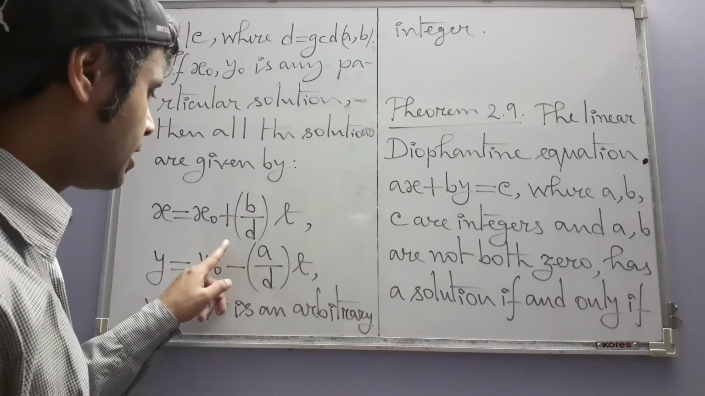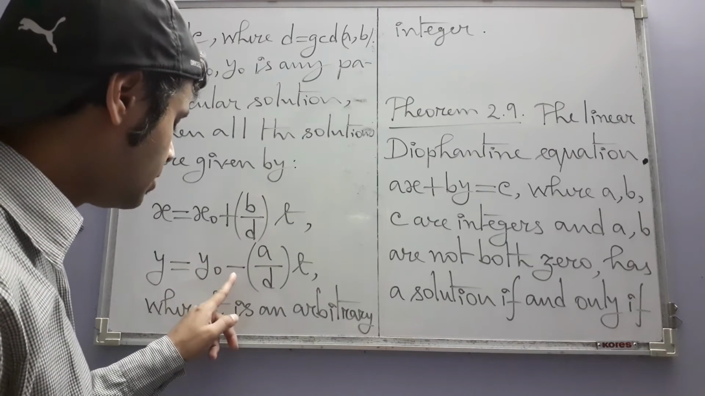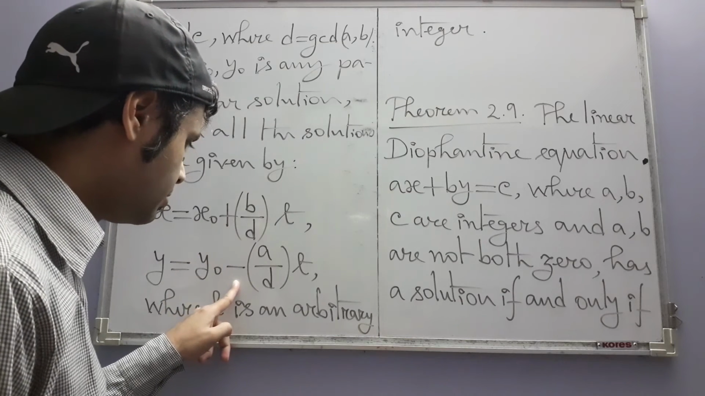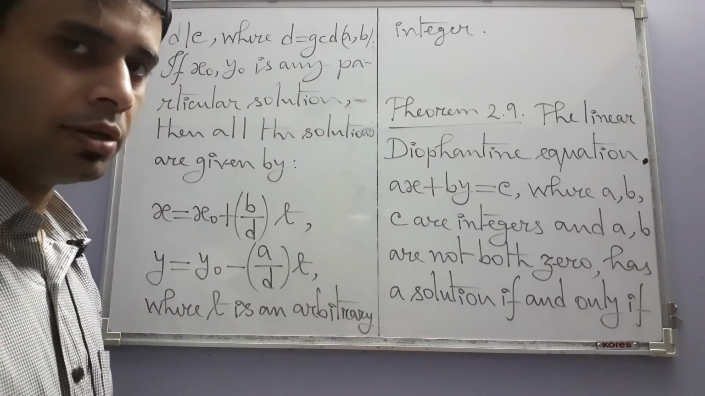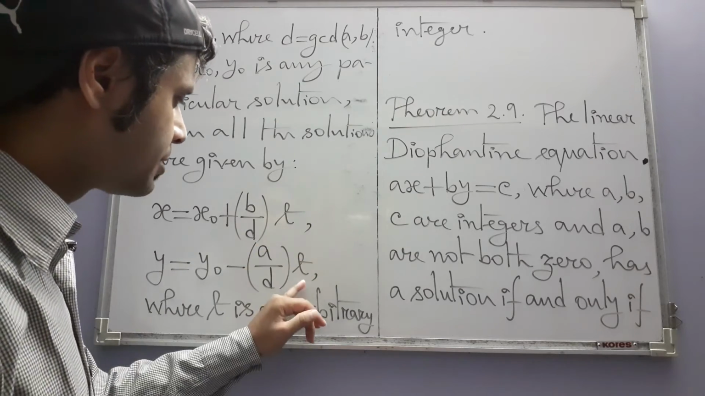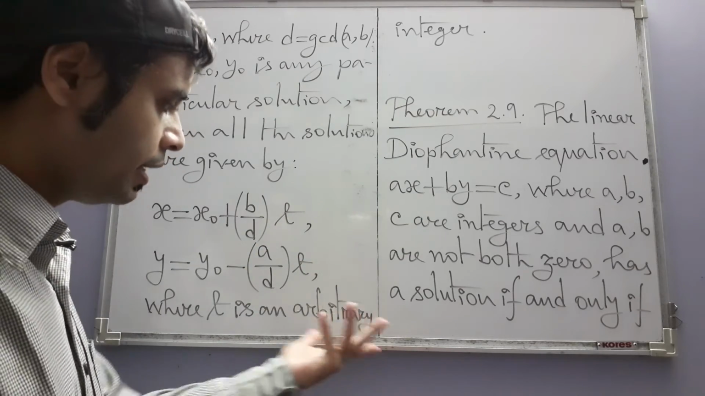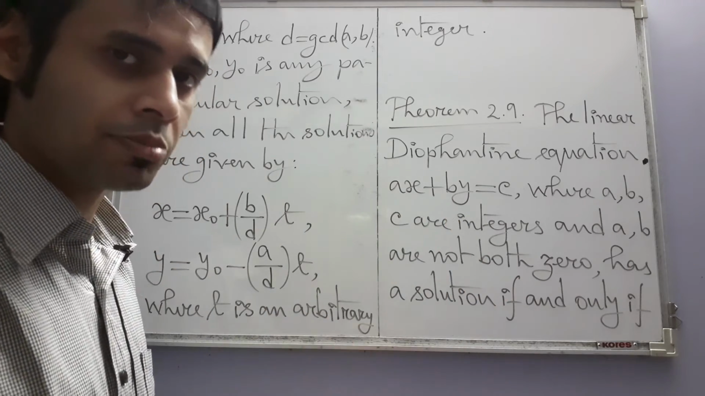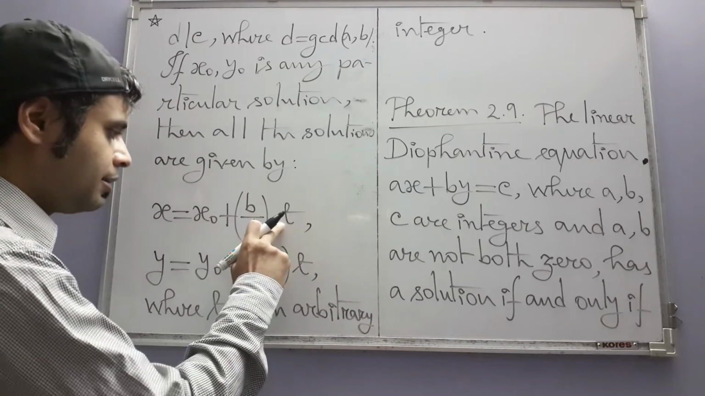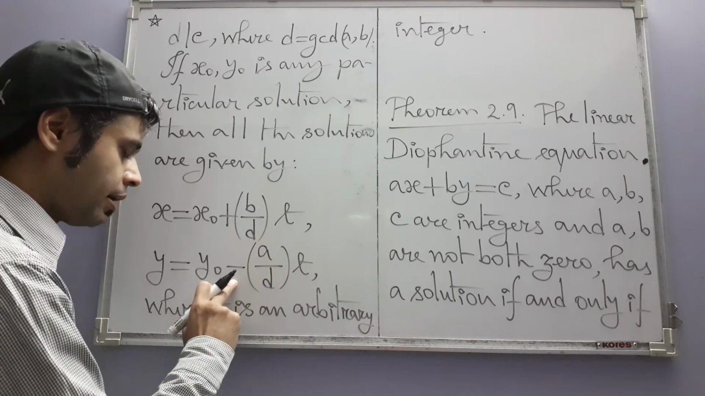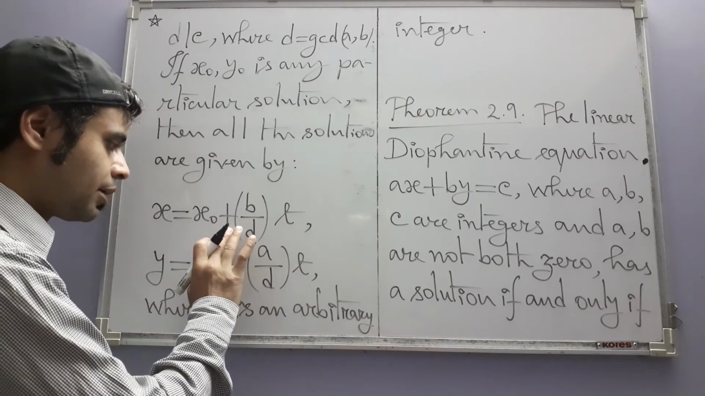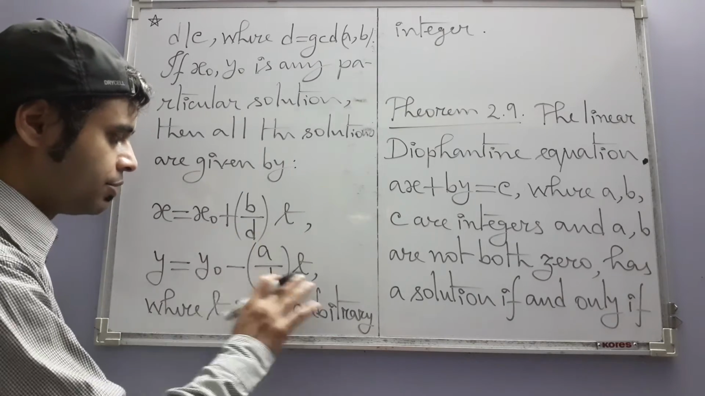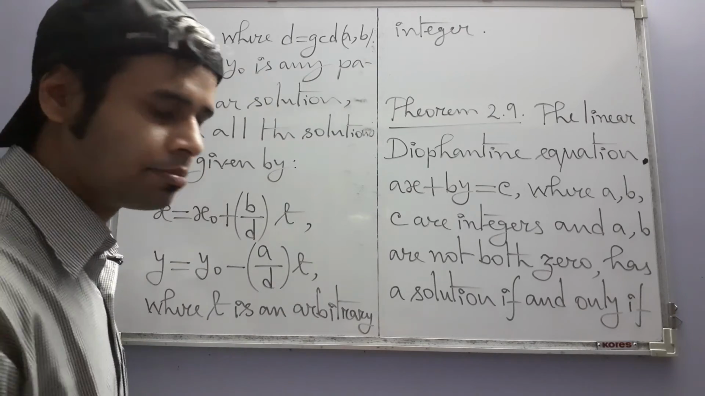One more thing you can notice is that if you write minus here and plus here, still there is no problem. Why? Because you can replace t by minus t. T is any integer, so as t varies over the set of integers, so does minus t. So you can, in fact, if you want, write minus here and plus here. However, do not write plus here as well as plus here, because that would mess things up.